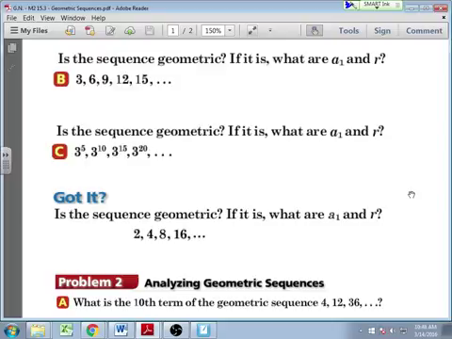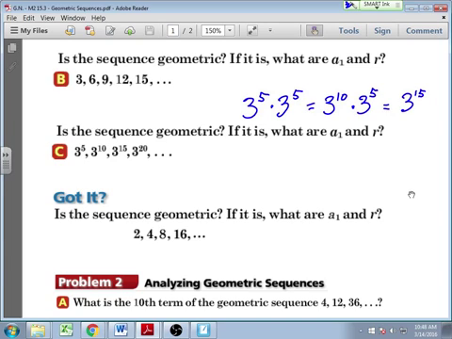3 to the 5th. Okay, so if we took 3 to the 5th times 3 to the 5th, what would we get? 3 to the 10th. 3 to the 10th, why? Because when we're multiplying, the powers actually add. So then again, if I multiply by 3 to the 5th, the powers add, and I get 3 to the 15th.